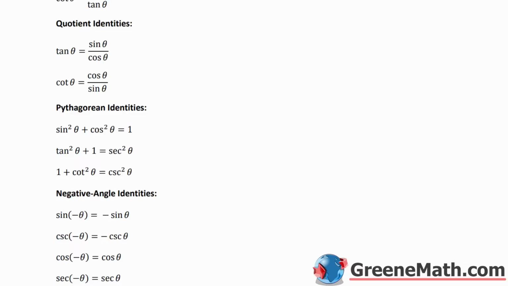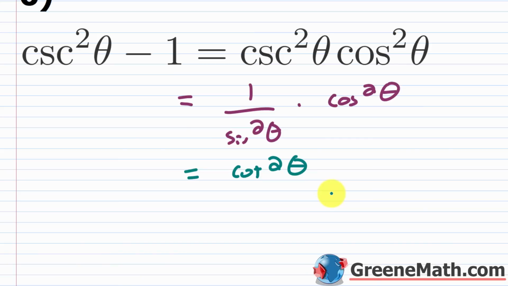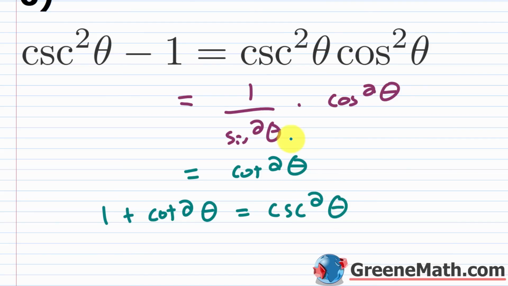And we know that we have this identity here. 1 plus cotangent squared theta is equal to cosecant squared theta. So let me write that out. So 1 plus cotangent squared theta is equal to cosecant squared theta. So if you're doing a problem like this and you have something that doesn't exactly match what you need, just write it out and see if you can manipulate it. So I want to end up with cosecant squared theta minus 1.